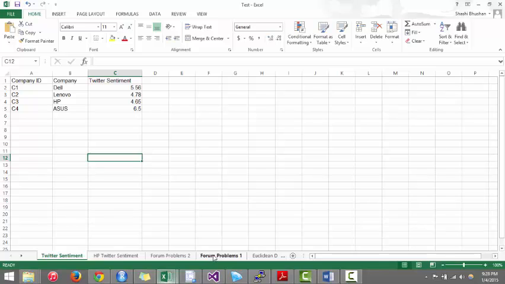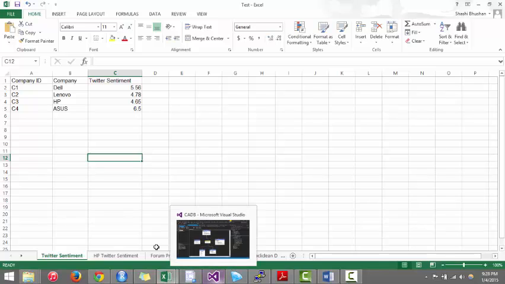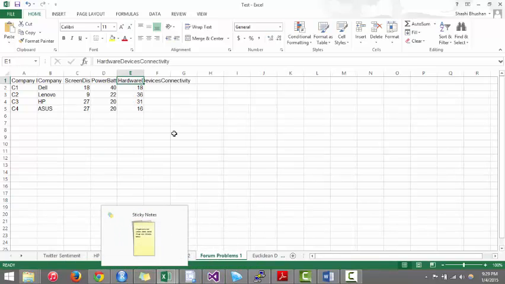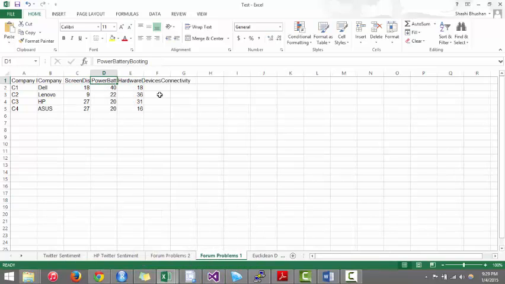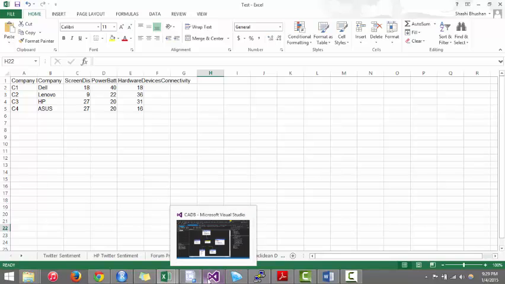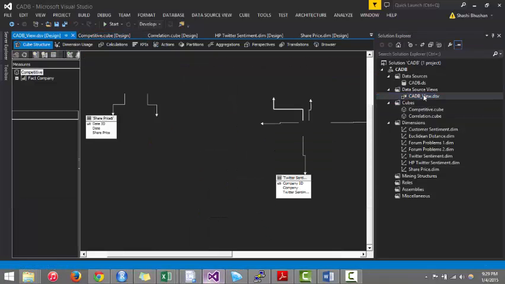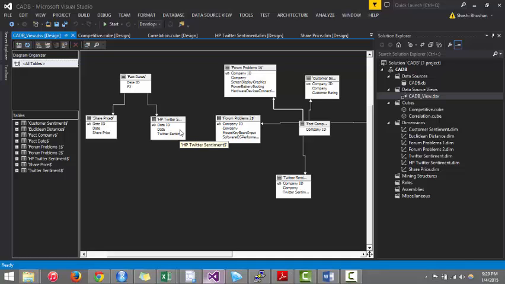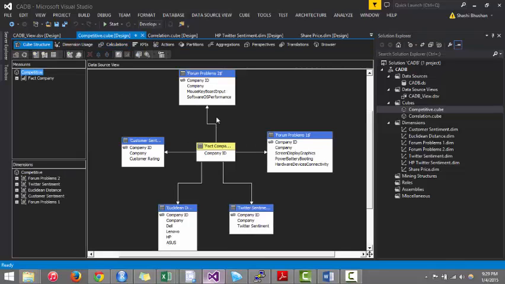Then I segregated them based on the 5 topics that I chose, which were screen display, graphics, power, battery and booting, hardware, devices, and connectivity. Likewise, two of them. So I had my tables. Now I imported them into Visual Studio, a multi-dimensional modeling project. I went with Kimball's approach and formed a data warehouse in the bottom-up model. So I have two facts and different dimensions. Then I deployed the cubes. So the cubes look like this.